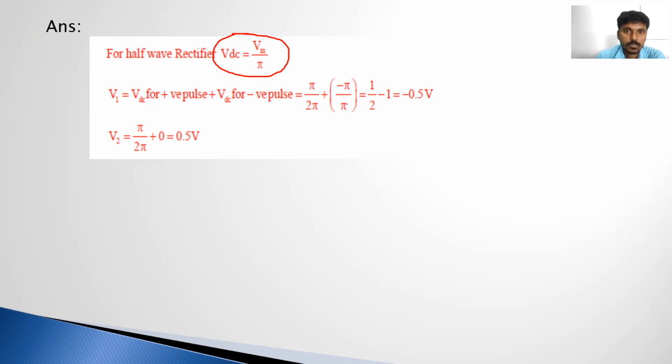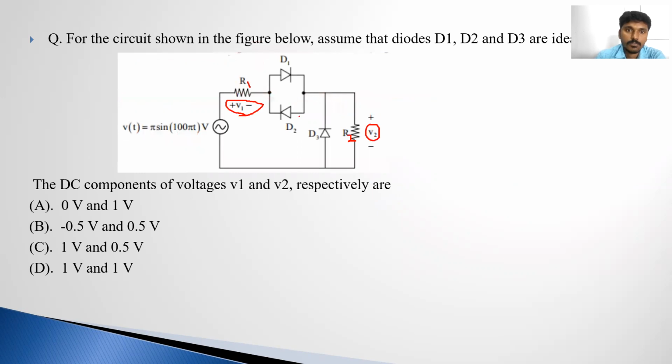For the negative pulse, minus pi by pi means pi by 2 pi. Why have we written pi by 2 pi? Because during the positive half cycle, only this diode conducts. Clear? So the voltage is present like this.